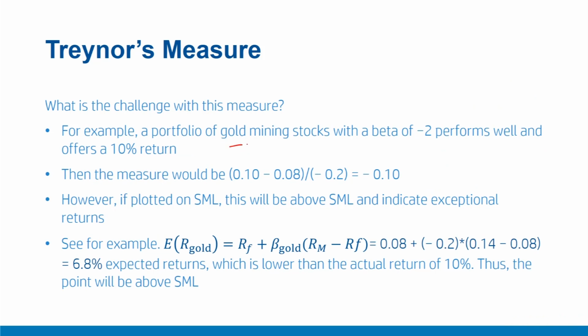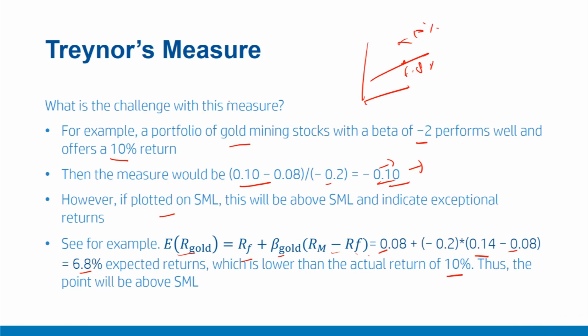For example, consider a portfolio of gold mining stocks with a beta of -2. It performed very well and offered 10% return. Therefore, the performance measure is 0.1 minus 0.08 divided by minus 2, which is equal to minus 0.10, which is negative. So the measure suggests a very poor performance. But if we plot it on SML, notice the expected return from this portfolio, RF plus beta gold into RM minus RF, which is 0.08 plus minus 2 into 0.14 minus 0.08, which is 6.8%, which is much lower than the actual return of 10%, which suggests this point is way above the SML line. The expected performance is 6.8% while it is offering 10%, and therefore it has performed much better. And Treynor's measure incorrectly suggests that this is a poor performing portfolio.